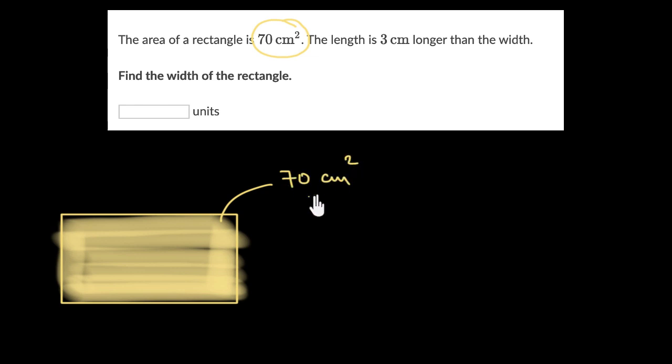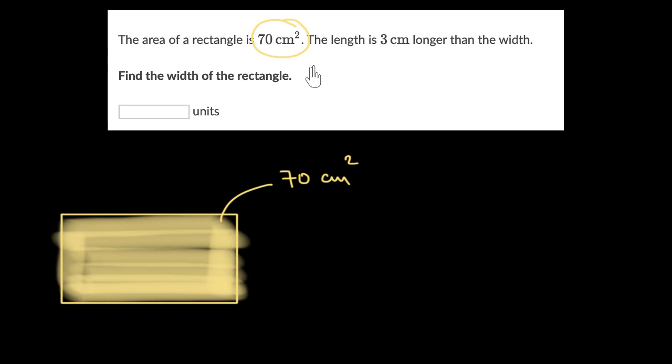The length is 3 centimeter longer than the width. Find the width of this given rectangle. So whenever you see word problems in mathematics, the main strategy here is to convert this English statement into a mathematical equation. And in order to do that, we take the help of variables.